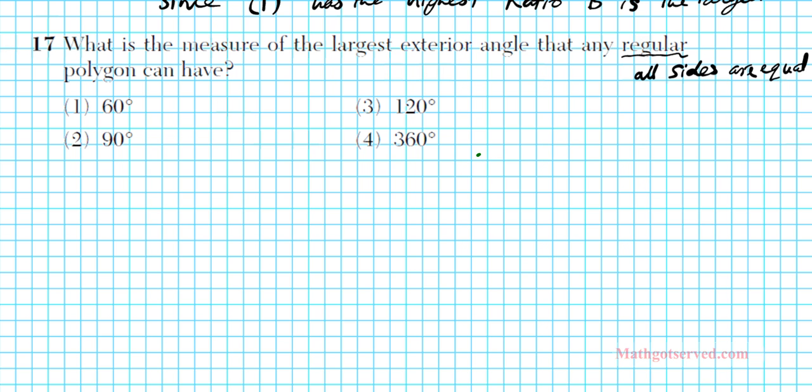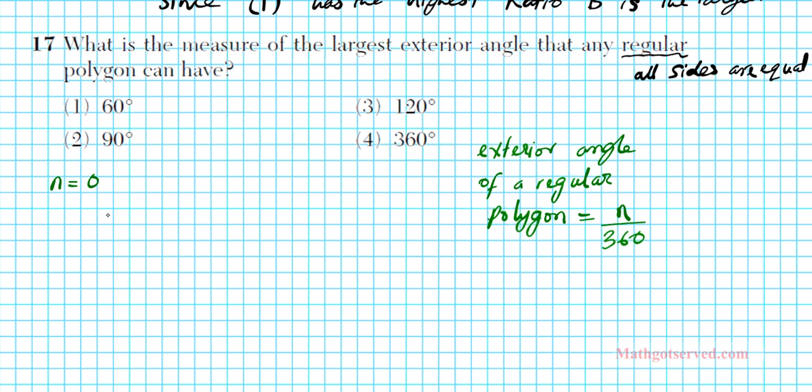Okay? So the exterior angle of a regular polygon is equal to the number of sides divided by 360. Okay? So what is the smallest polygon you can have? When n is equal to 0, you have nothing. When n is equal to 1, you have a line. All right, for n equals 0, you actually have just a point, no sides.